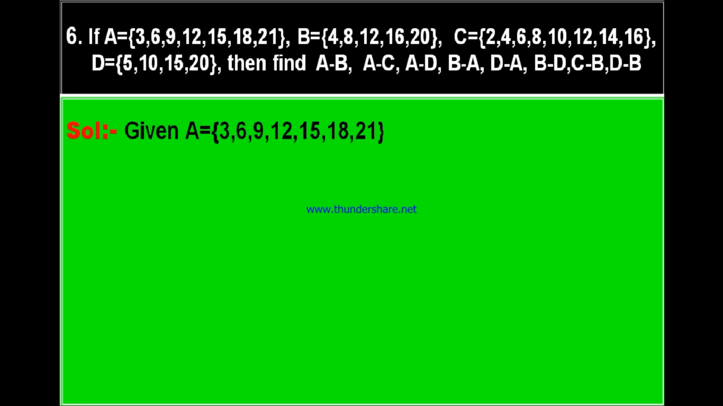Here is the solution. We are given set A. Write the set A: the set of 3, 6, 9, 12, 15, 18, 21. And B is equal to the set of 4, 8, 12, 16, 20.